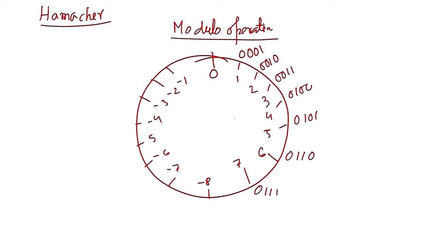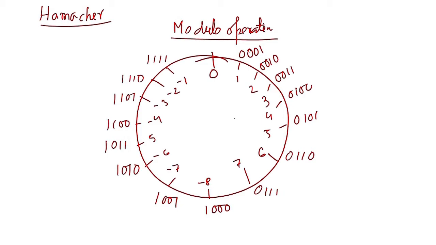Now this will be 1 0 0 0, this will be 1 0 0 1, this will be 1 0 1 0, this will be 1 0 1 1, this will be 1 1 0 0, this will be 1 1 0 1, this will be 1 1 1 0, this will be 1 1 1 1.